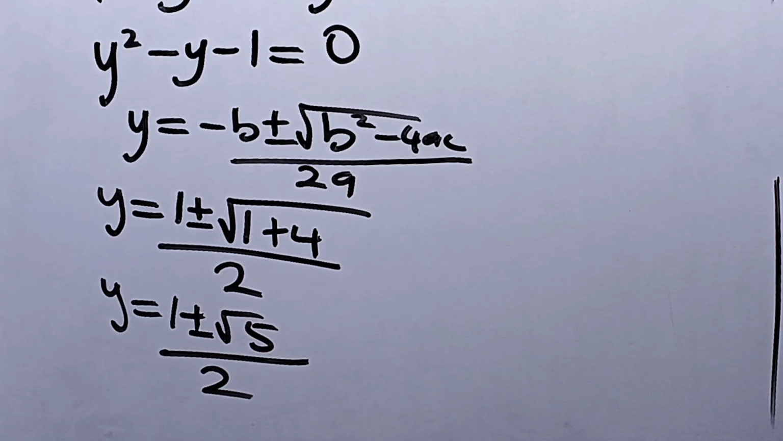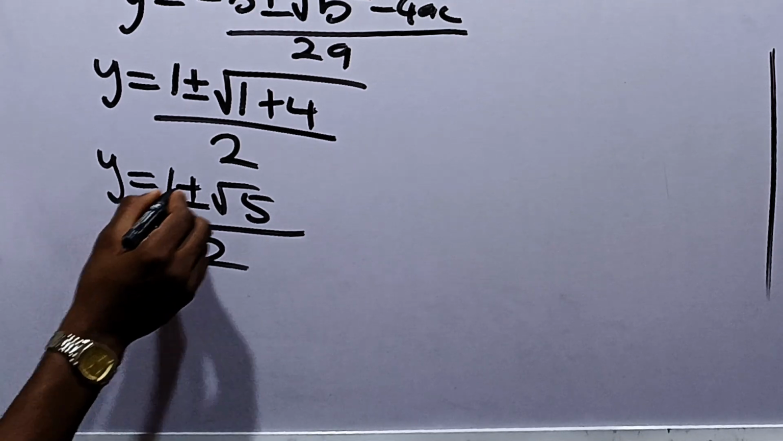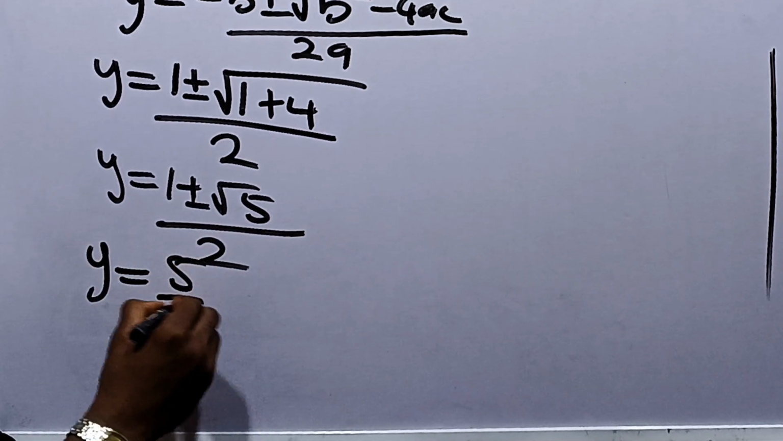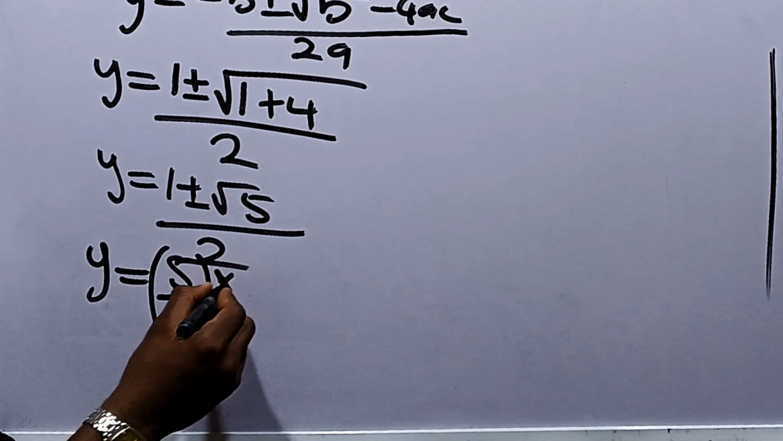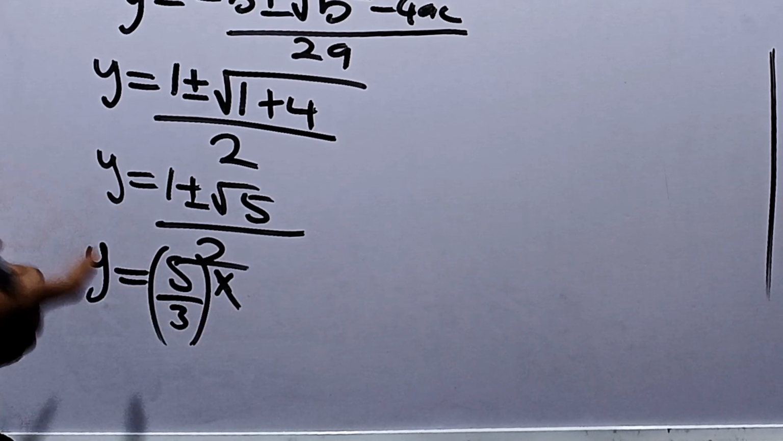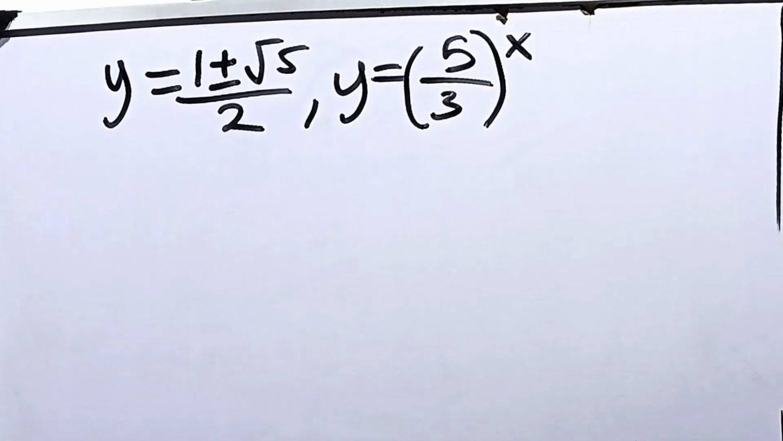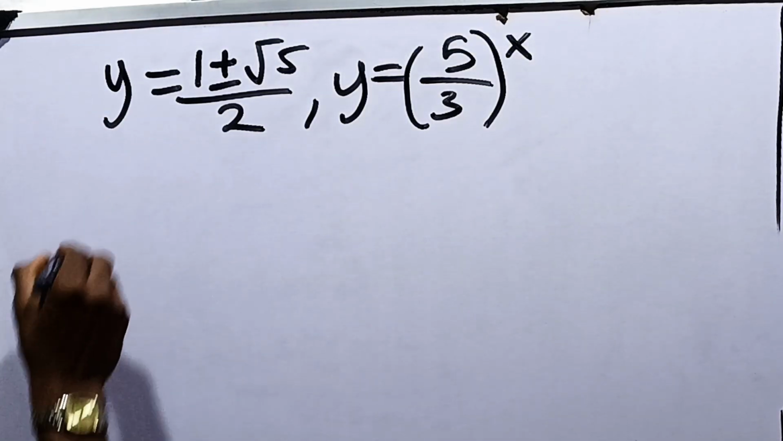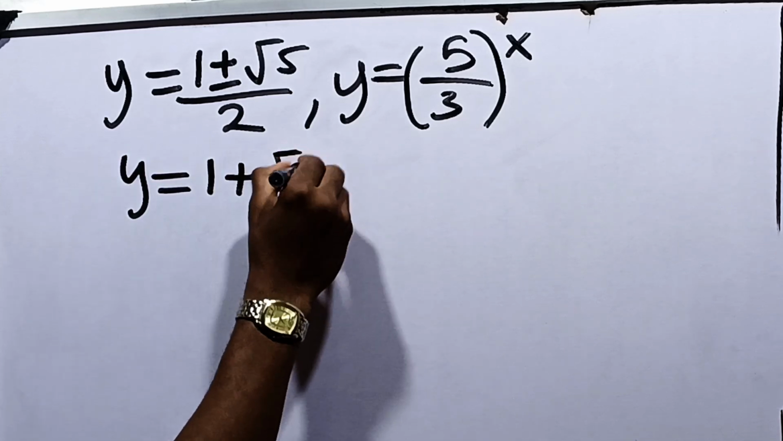Okay, this is our y. Now from here, we can say that these are the two values for y. But recall that our y is equal to 5 over 3 raised to the power of x, okay? Now, we're going to resubstitute the value for y here, equated to 5 over 3 raised to the power x, to get the values for x, okay? Let's do that quickly now. Moving on from here, we already have that y is this. So let's pick one of the values for y. Let's say y now, when y is equal to 1 plus root 5 over 2, okay?